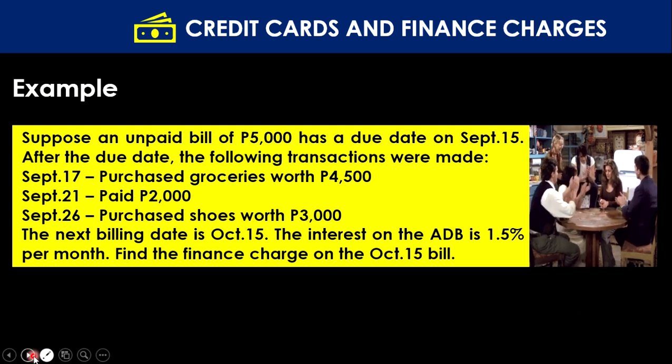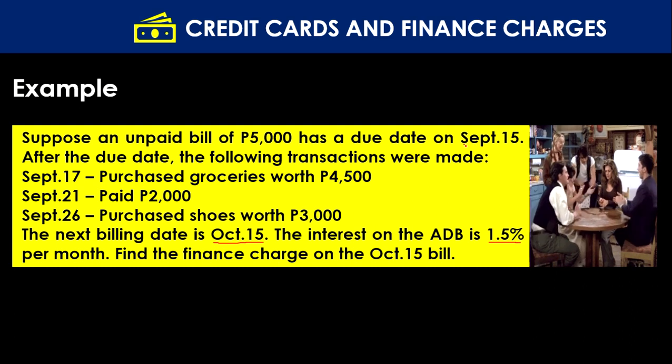Okay, so let's try to solve this. Here, there's no problem when it comes to the rate, because it's given. Our rate here is 1.5%. Since we're after just 1 month, from September 15 to October 15, our time here is 1. But the problem now is we need to identify the average daily balance based on the given situation.